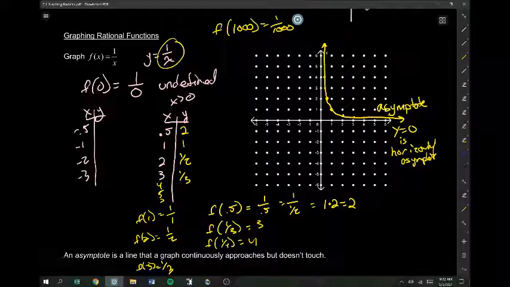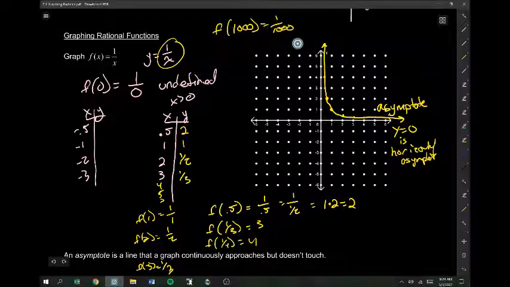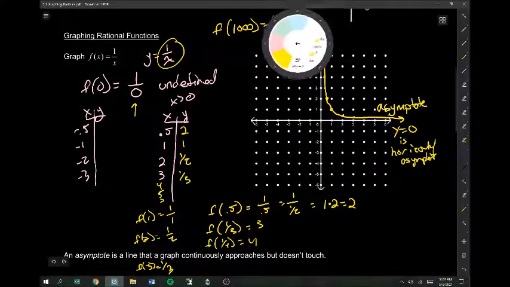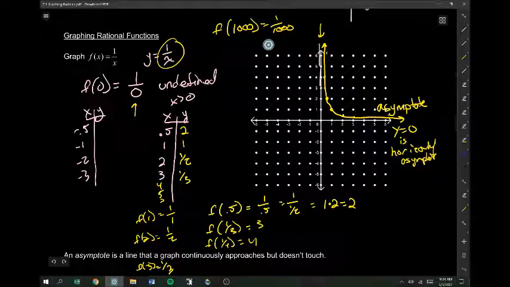But there is also a vertical asymptote. Because also, here, at this part, we're going to keep getting closer and closer to 0, but we can't touch it. We can't touch it because x can't be 0. So this has a horizontal line that the graph never touches, and it has a vertical line that the graph never touches. And so this has two asymptotes.